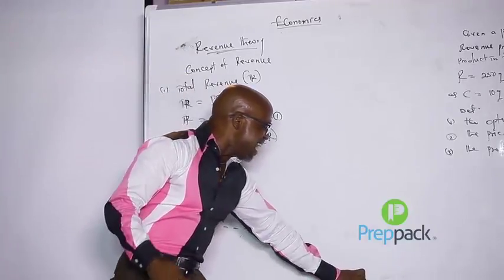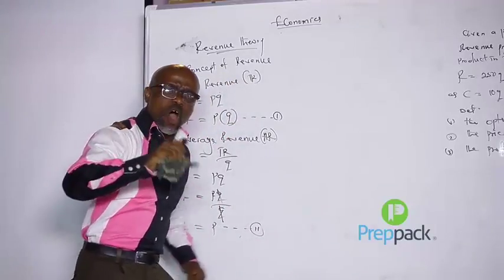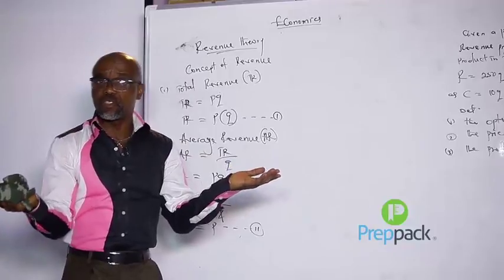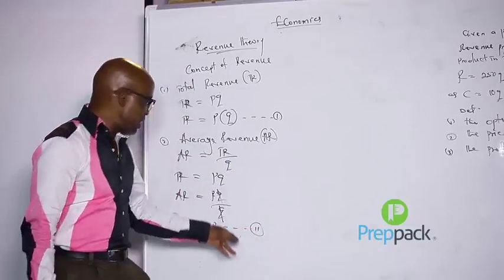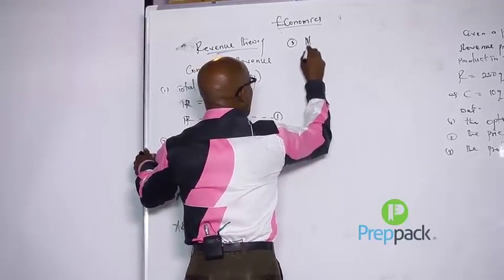So in any given question, they will ask you to find the average revenue or to find the price. It's the same. Your AR is the same as your price. So that is just in this case. Then the third one says what now? Marginal revenue.